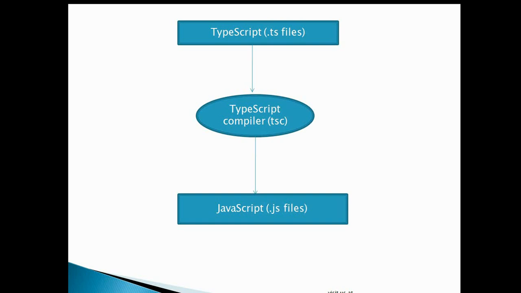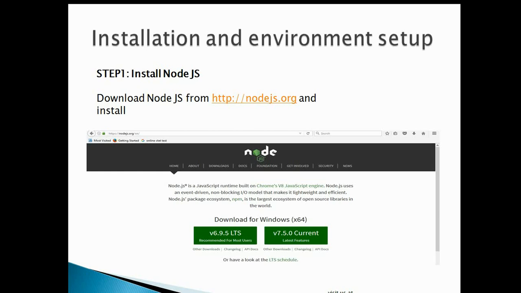See, the TypeScript program file extension is .ts. So we write programs in TypeScript in a .ts file. After that, the TypeScript compiler, which is denoted as TSC, will compile the TypeScript program and will generate the equivalent JavaScript files. Now we move to the installation process, right?